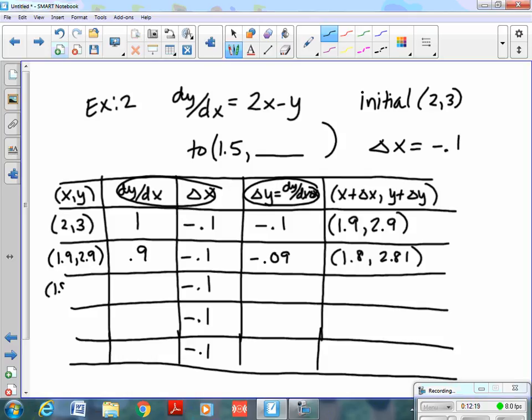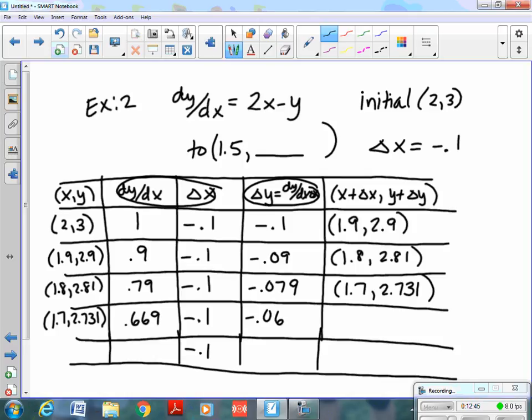This is 1.8. This is 2.81, 0.79, a negative 0.079, 1.7, 2.731. Keep going. We're almost done. We're at 1.7, 2.731. This is 0.669. This is a negative 0.0669. This is 1.6. This is 2.6641.